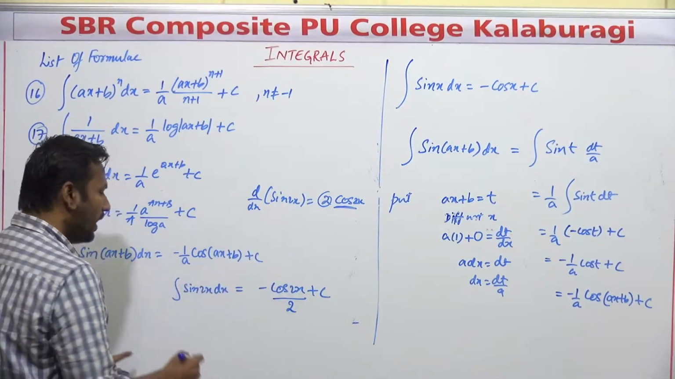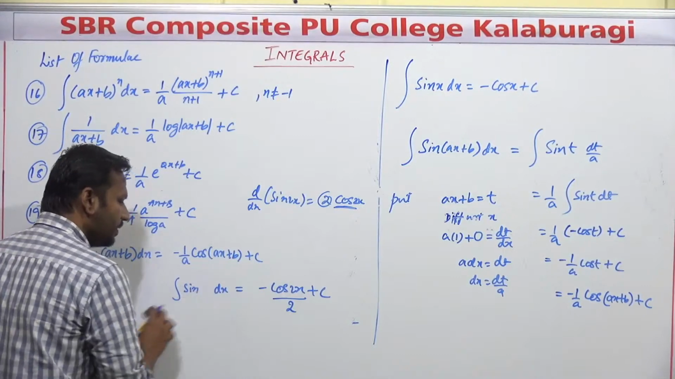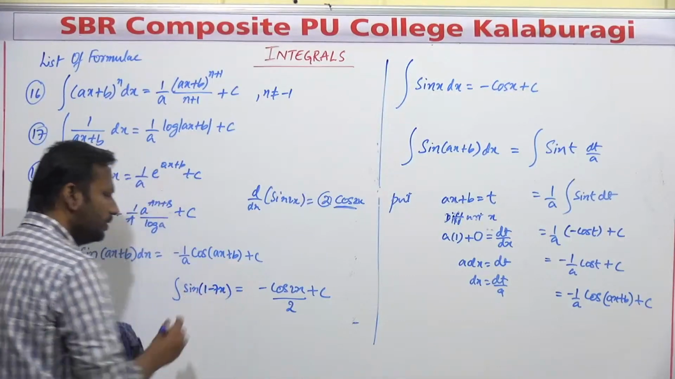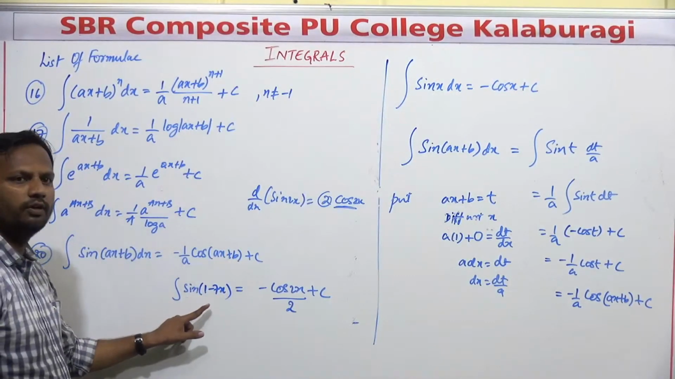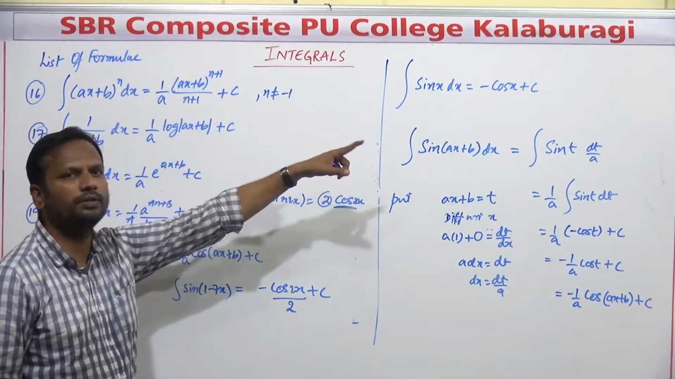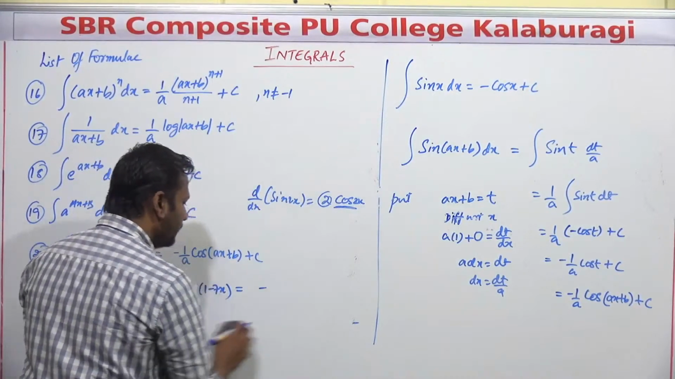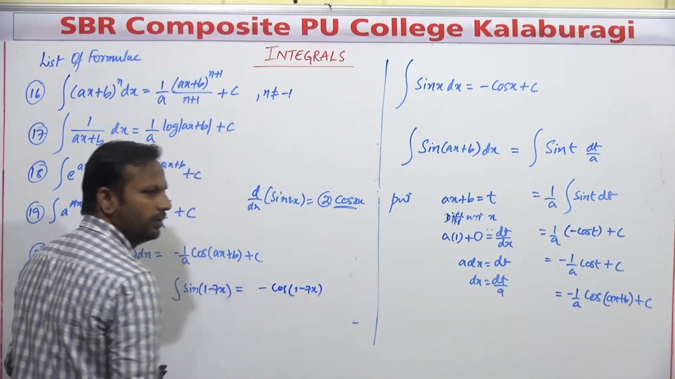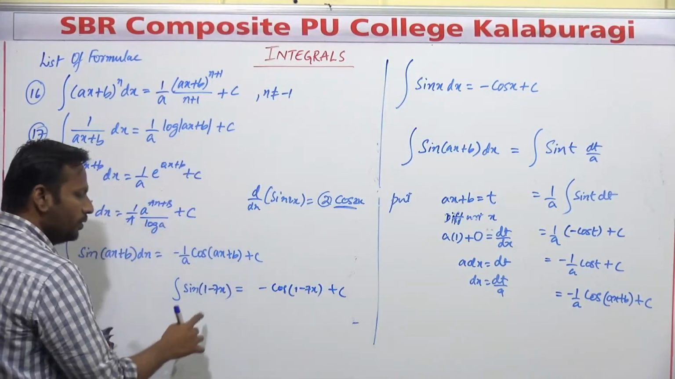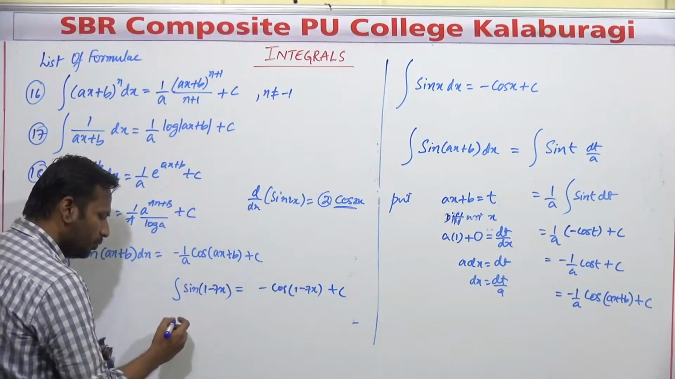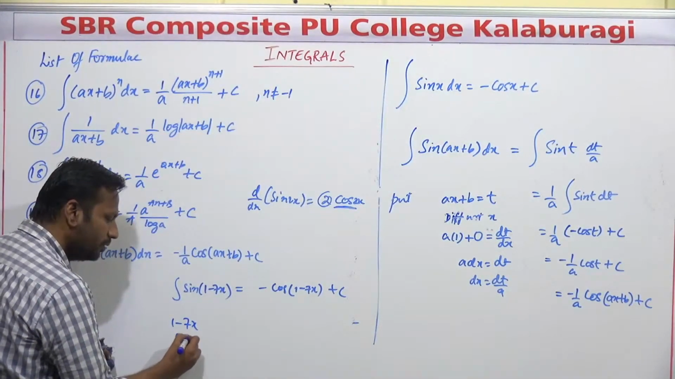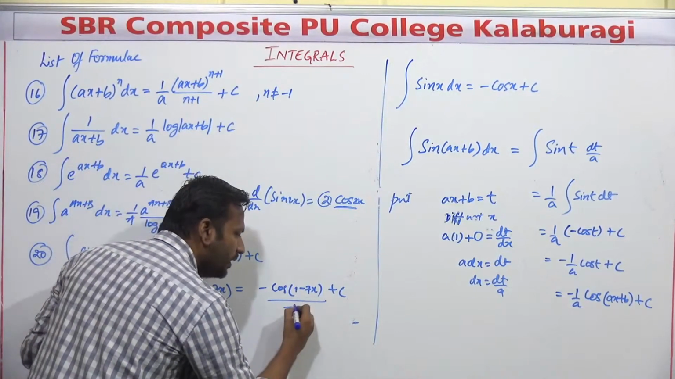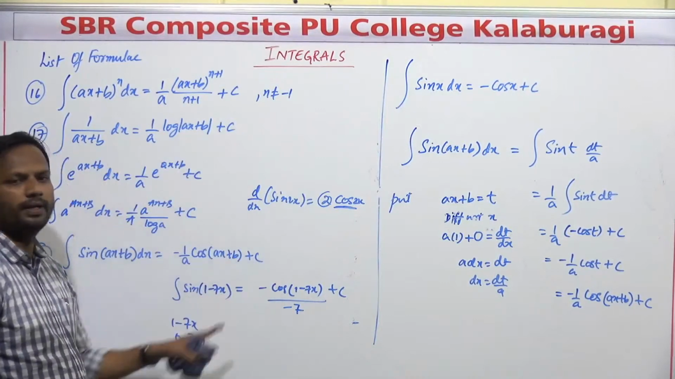And if I have something like sin of 1 minus 7x, students, what do you do? The integration of sin of 1 minus 7x. What is the sin x integration? Minus cos x. Same thing. Minus cos of 1 minus 7x, right? Plus c. And what is the derivative of 1 minus 7x? 0 minus 7 into 1, so minus 7. This minus 7 we have to divide by.